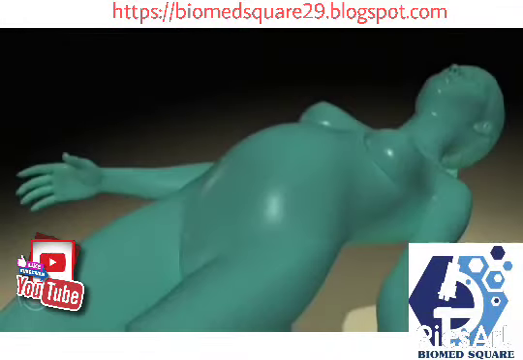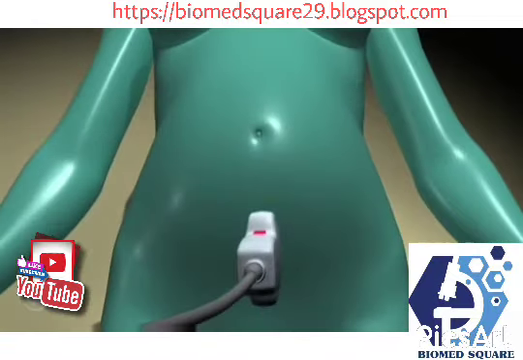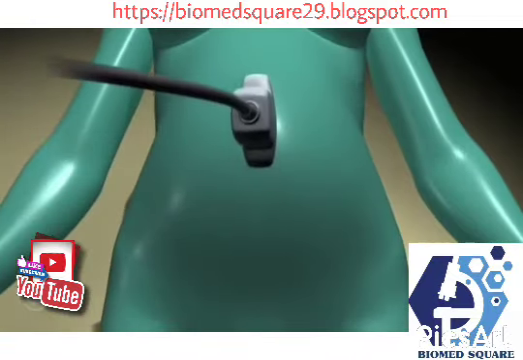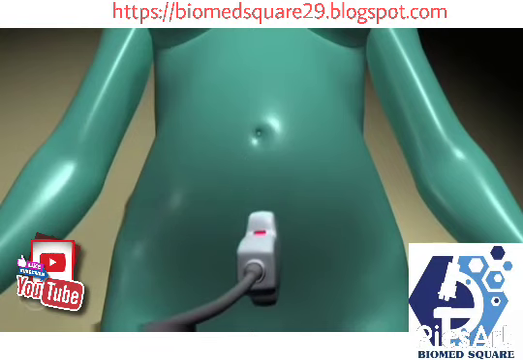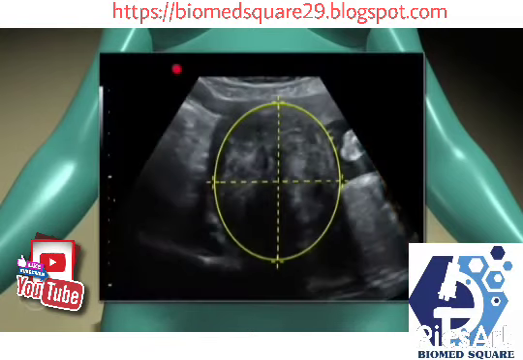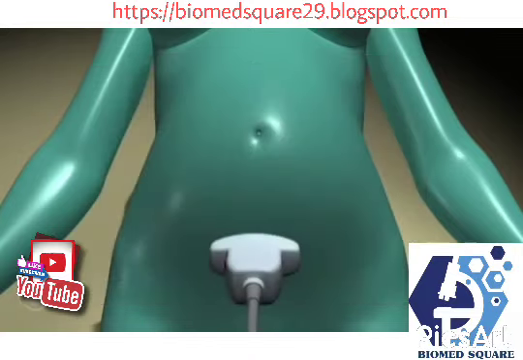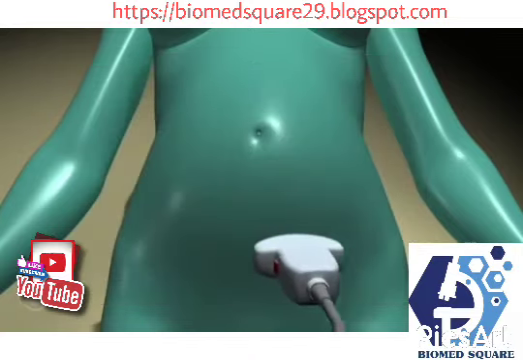Fibroids. When scanning fibroids, it's important to describe their size in terms of volume. 2 measurements are taken in the longitudinal plane and 1 measurement is taken in the transverse plane.